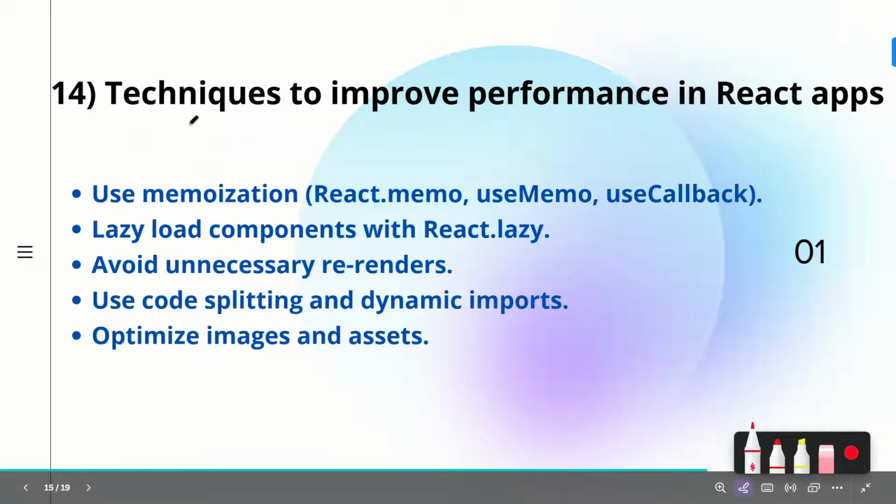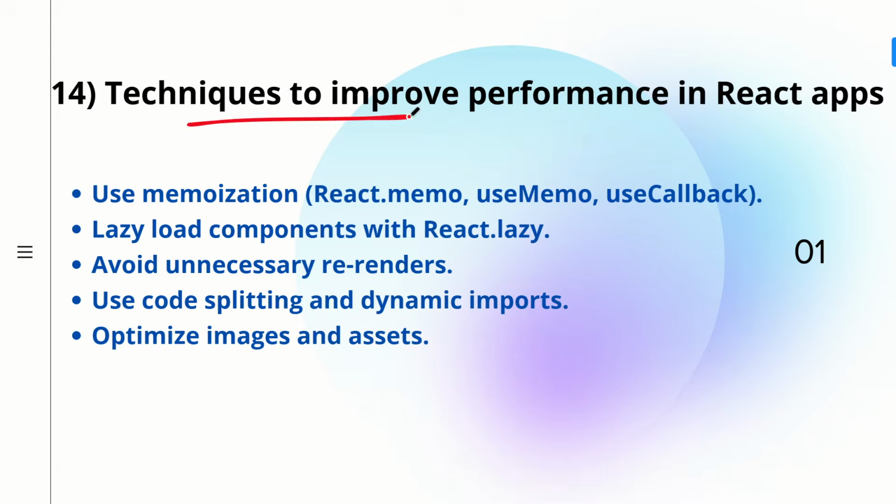Let's see the 14th question. Techniques to improve the performance in a React app. So what are the different techniques which we can use to improve the performance in the React app? The first is we have to make use of memoization. With memoization, we can use React.memo, which makes our component a pure component, and it performs a shallow comparison of the props before rendering your component.